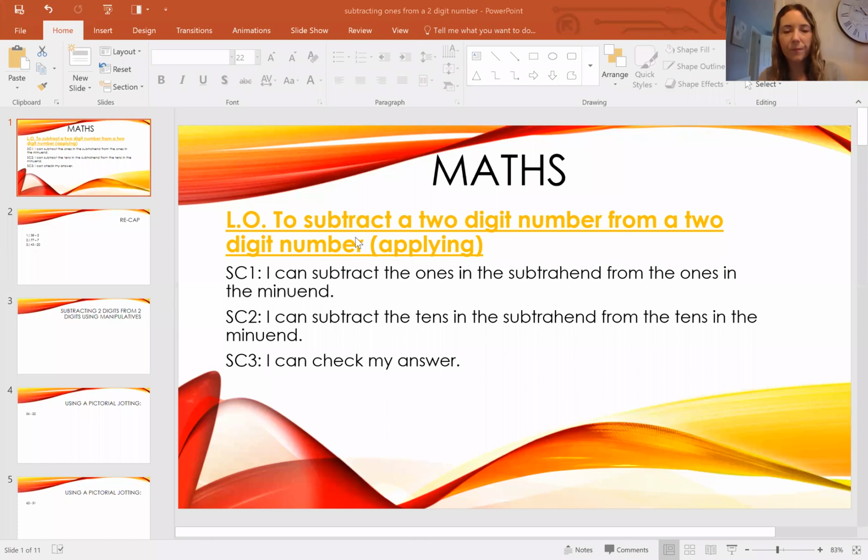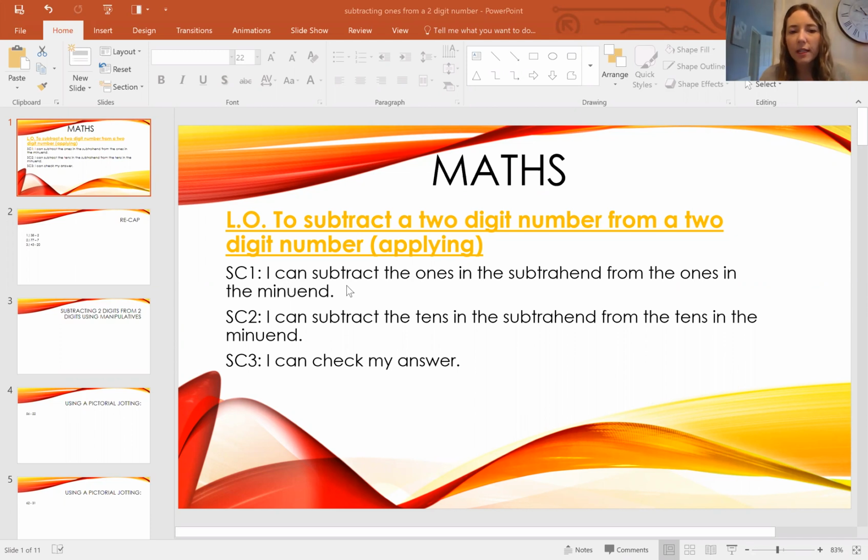Hello everybody. So today we're going to be learning how to subtract a two-digit number from another two-digit number. So a number that has got tens and ones away from another number that has tens and ones. So we're learning to subtract a two-digit number from a two-digit number.